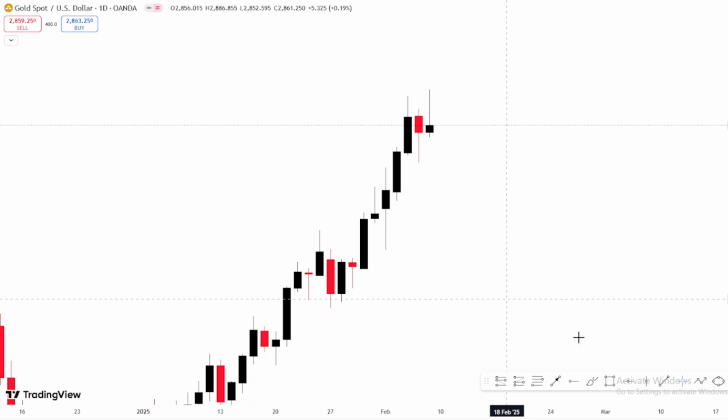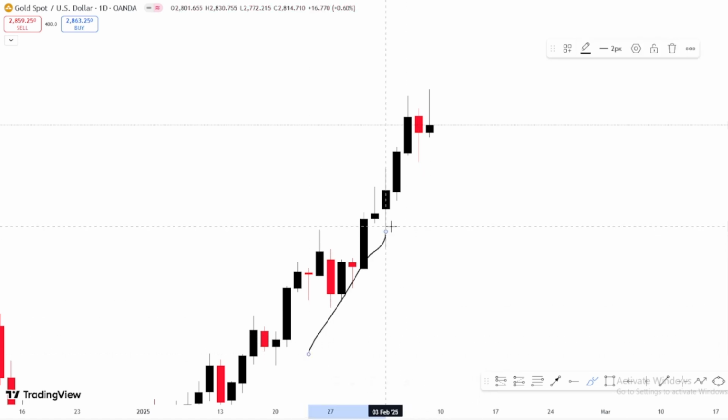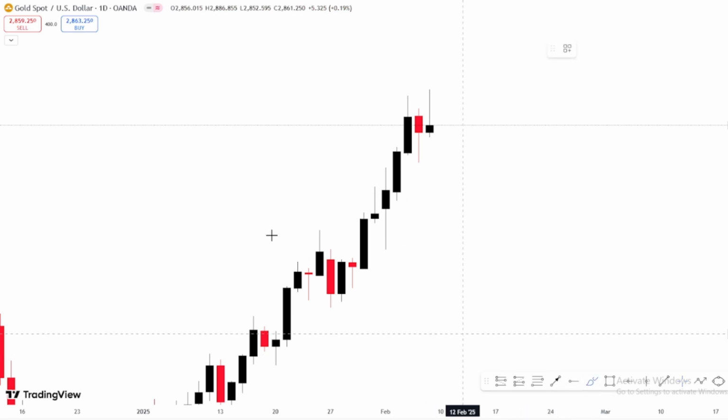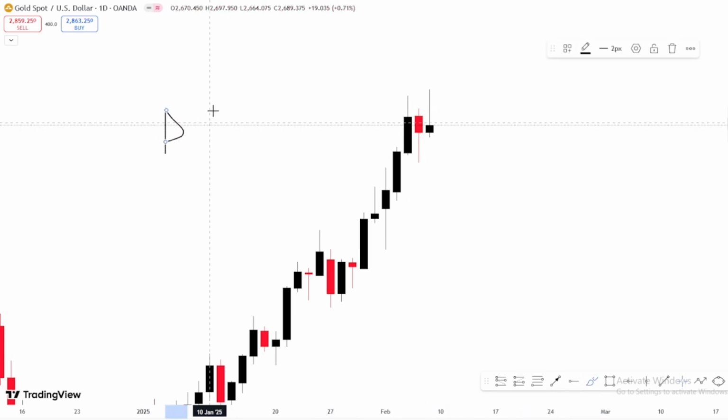So I'm using the currency pair of gold right now. You can see gold is in an uptrend. I have a secret formula that I use to trade, and I'm going to show you this secret formula. I call it the DACT formula.